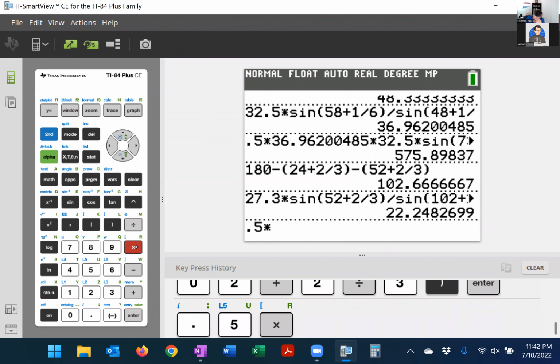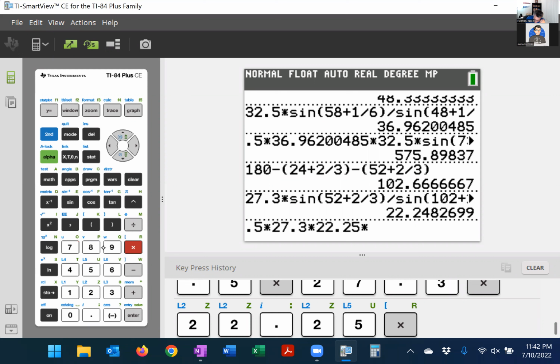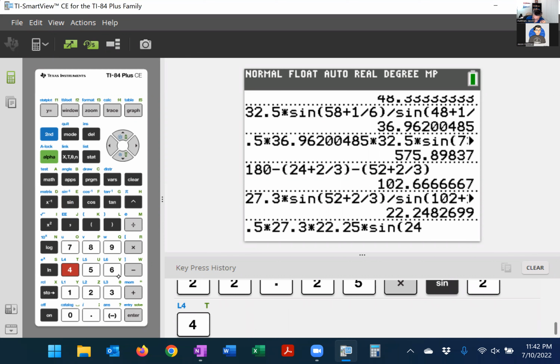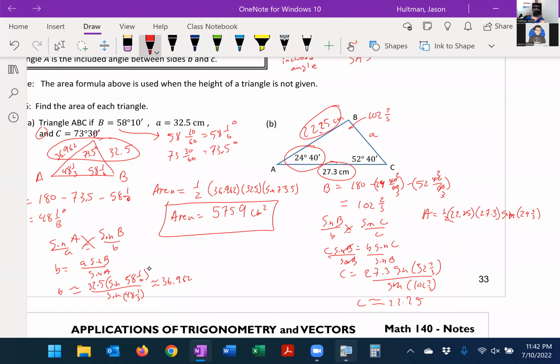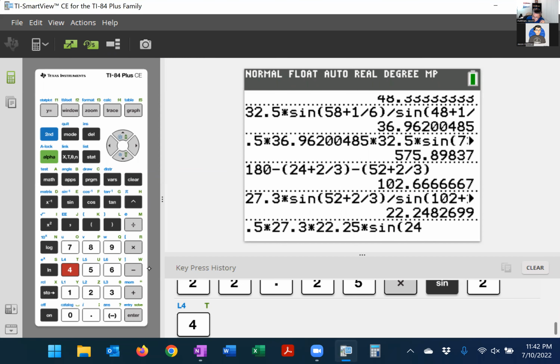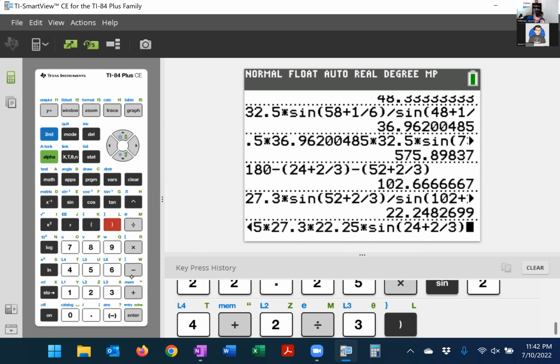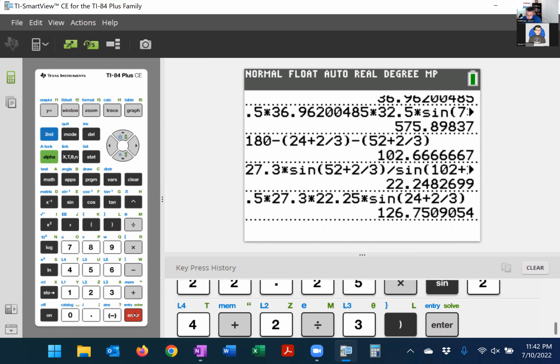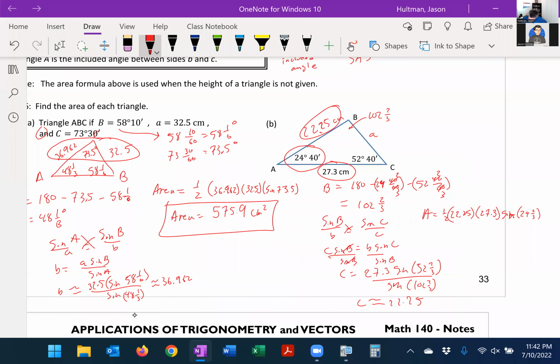0.5 times 27.3 times 22.25 times the sine of 24 and 2/3. Is that right? Yeah, 24 and 2/3. And we get 126.75, and I believe that's centimeters.